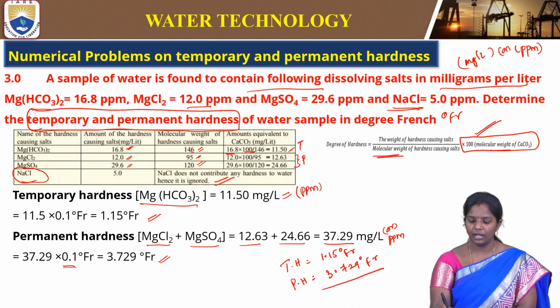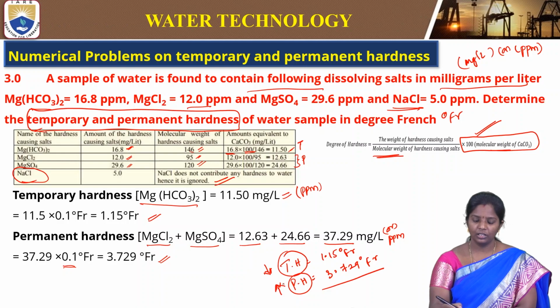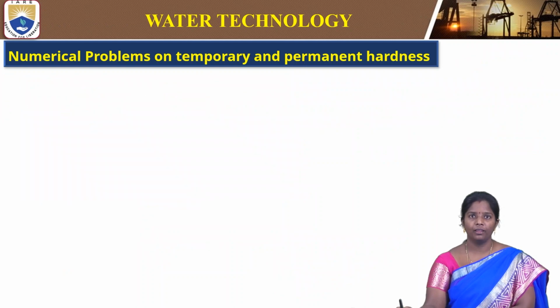So in this sample, temporary hardness is low and permanent hardness is high when comparing the two hardnesses. So further treatment after boiling the water is compulsory, because the permanent hardness is very, very high compared to temporary hardness.